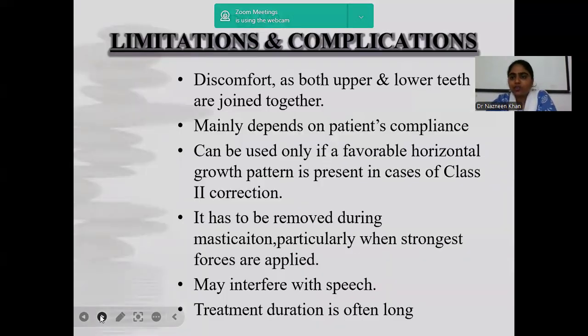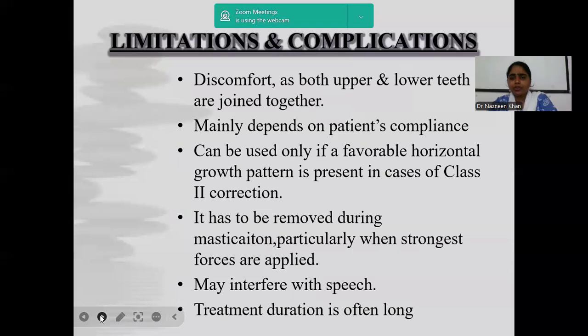Limitation and the complication of these appliances are discomfort as both upper and lower teeth, mainly depending upon the patient compliance, can be used only if the favorable horizontal growth pattern present in the class 2 correction. हम इसे class 1 patient में या vertical growth patient में हम इसको use नहीं कर सकते. हम इन्हें सिर्फ उन्हीं patient में use कर सकते हैं जो malocclusion में class 2 होगा और जो horizontal grower होगा. It should be removed during mastication, particularly when the strongest force are applied.